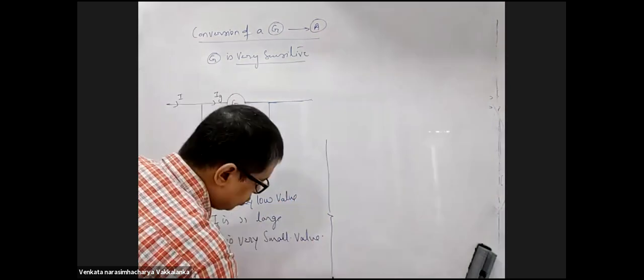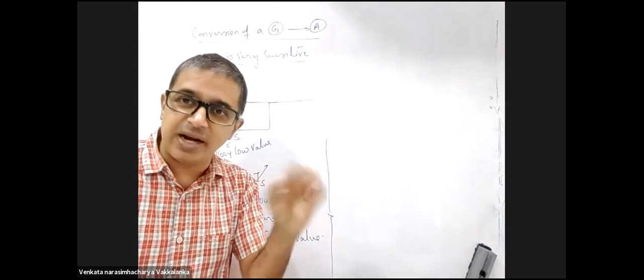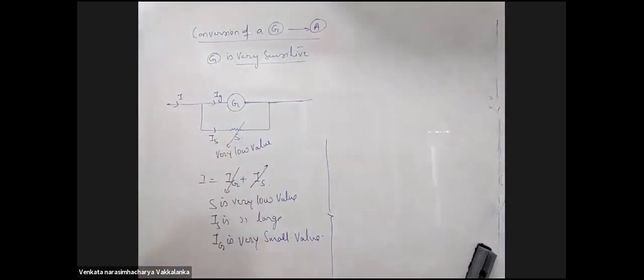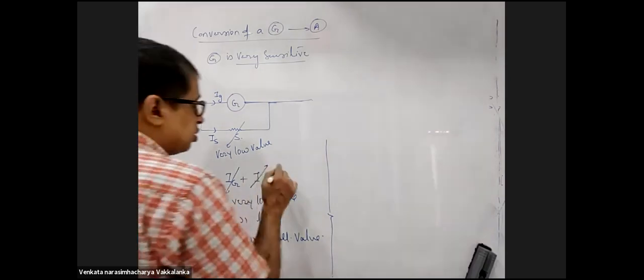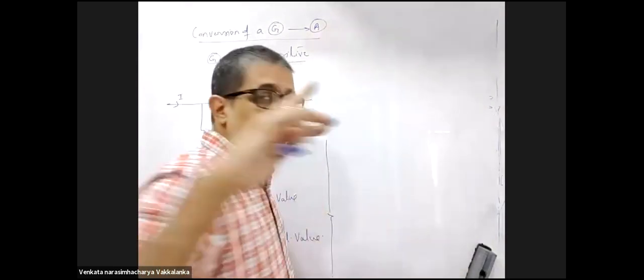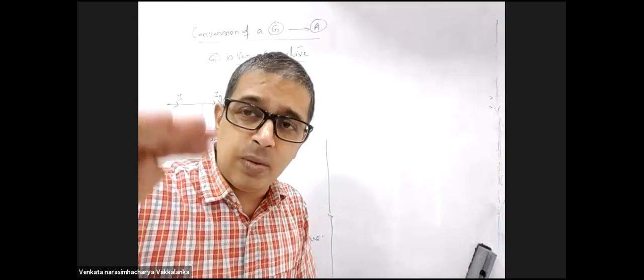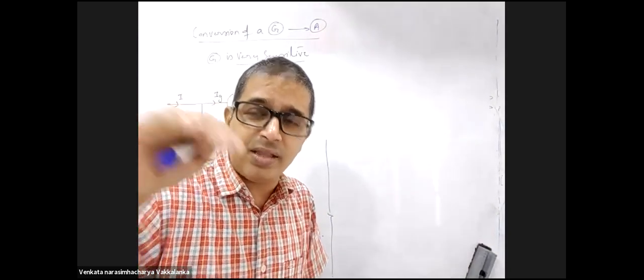IG will be very small a value. So firstly, you have safeguarded your galvanometer. First point, is it clear to all? Yes, sir. Now next point, remember, if two resistances are in parallel, equivalent resistance will be lesser than the least value.